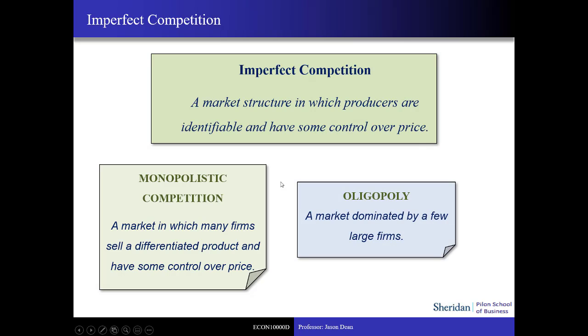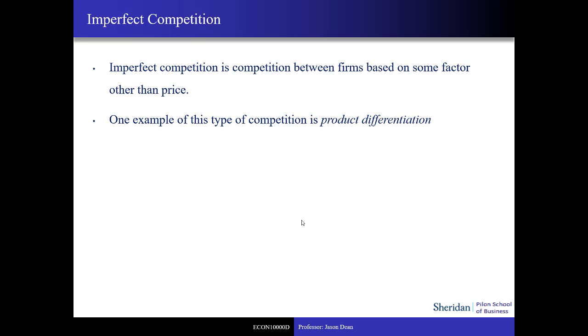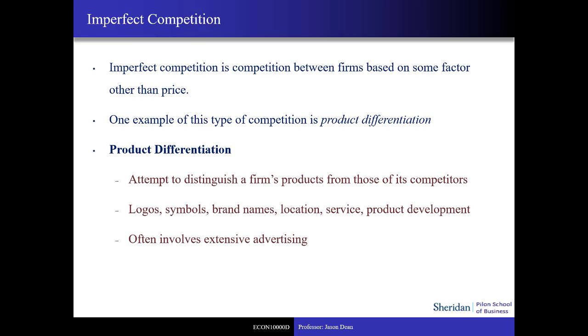An oligopoly is a market structure in which there's very few firms, potentially 4 firms, that are dominating the industry, and so the market share is dominated by a few large firms. So imperfect competition is competition between firms based on some factor other than the price. One example of this type of competition is product differentiation.